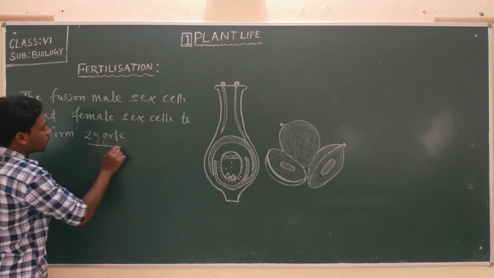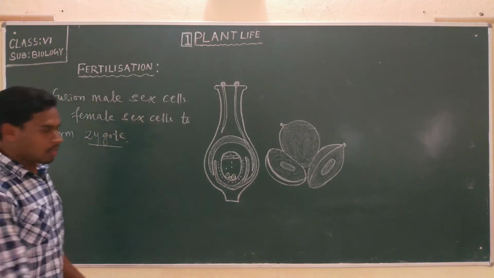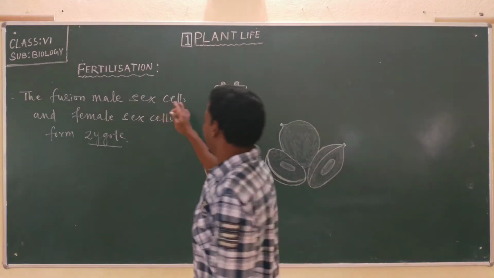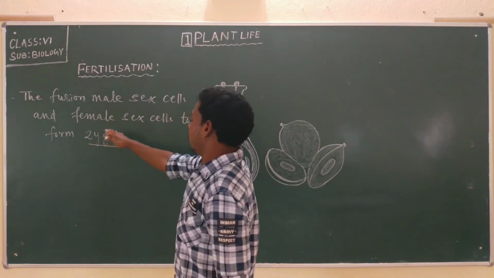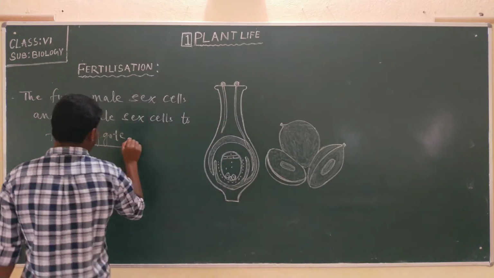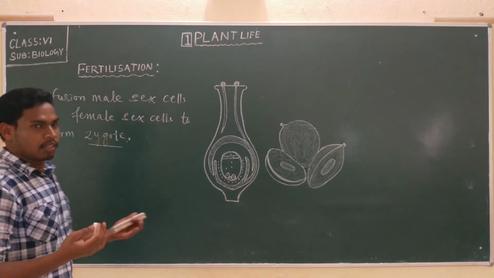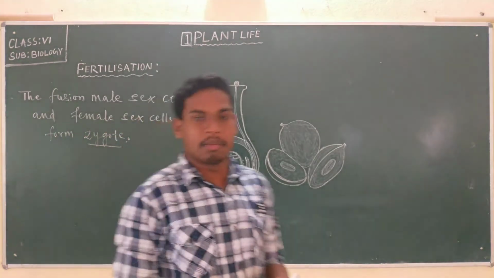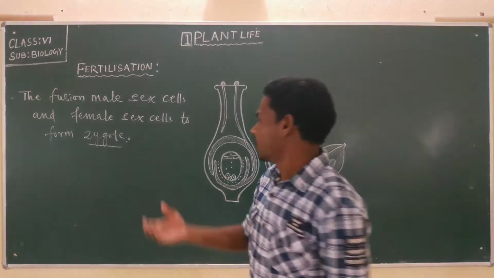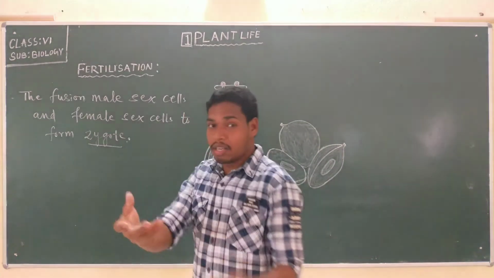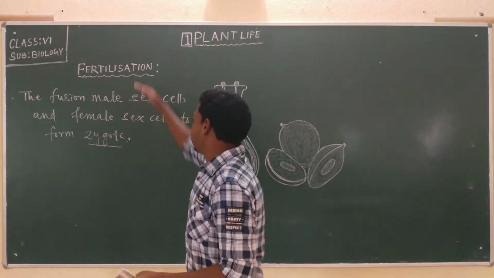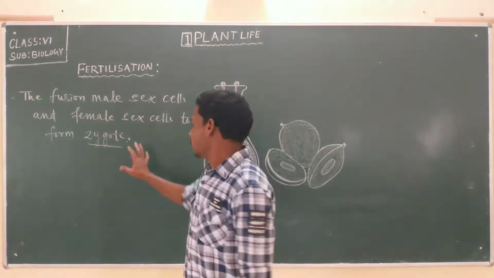What is fertilization? The fusion of male sex cells and female sex cells to form zygote is known as fertilization. Zygote is nothing but the product of the fusion of male sex cells and female sex cells. The first step of fertilization is known as zygote.